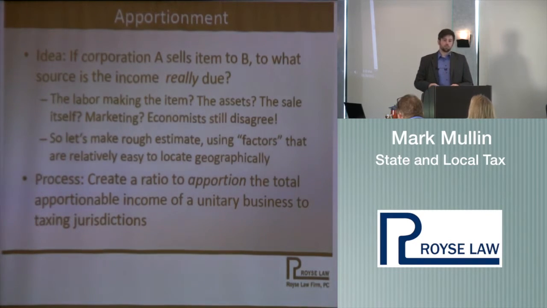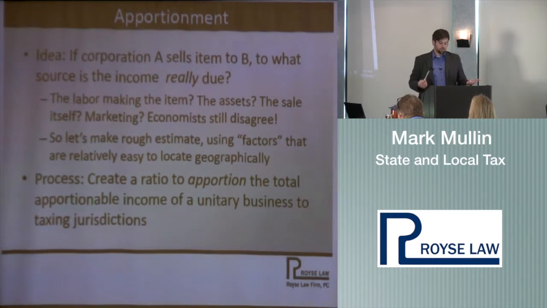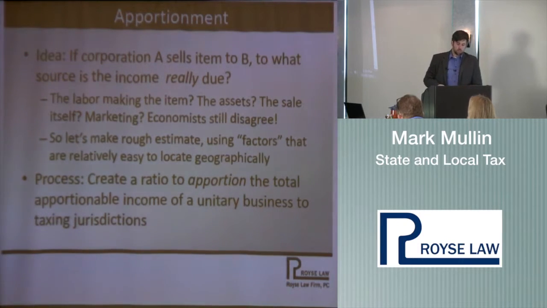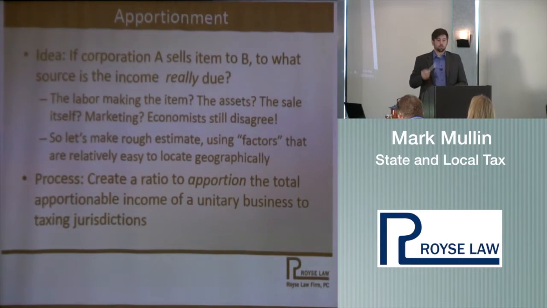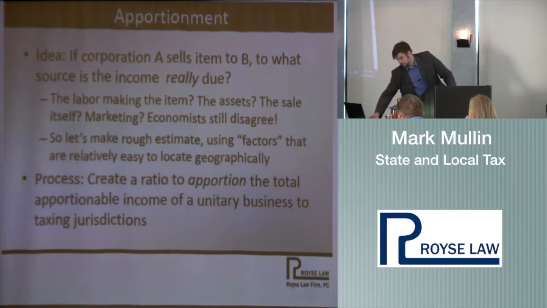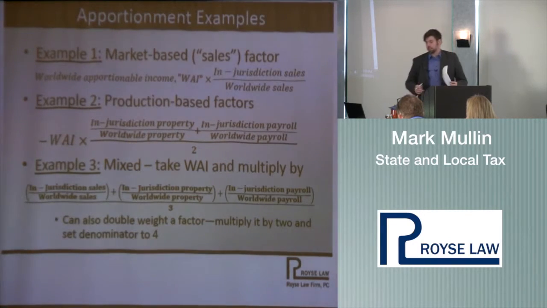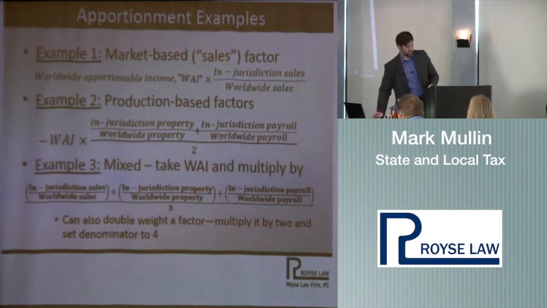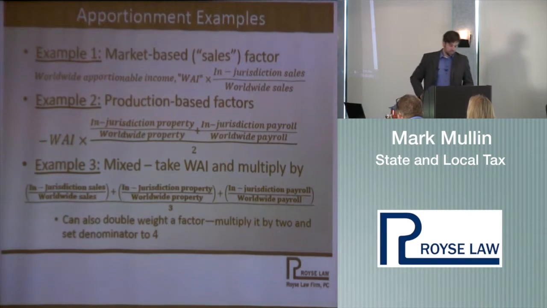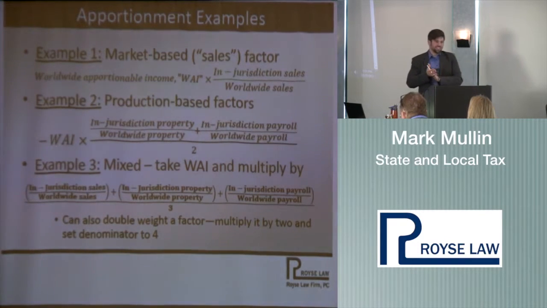So what states do for apportionment is that they make a sort of rough estimate using factors that are easy to locate geographically. So more specifically, the process is you create a ratio to apportion the unitary business's total apportionable income. I'll give some examples of these. They make the idea, I think, easier. I know that these are a lot of equations, but it should help you get the idea generally.